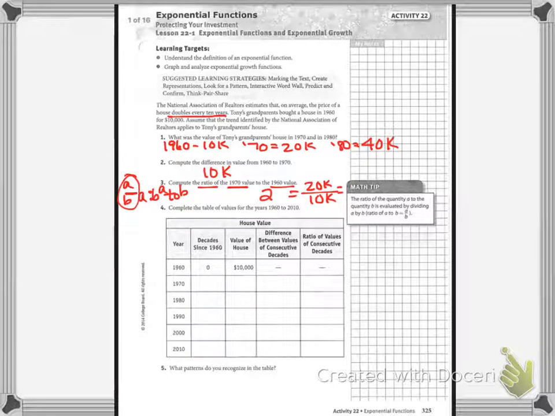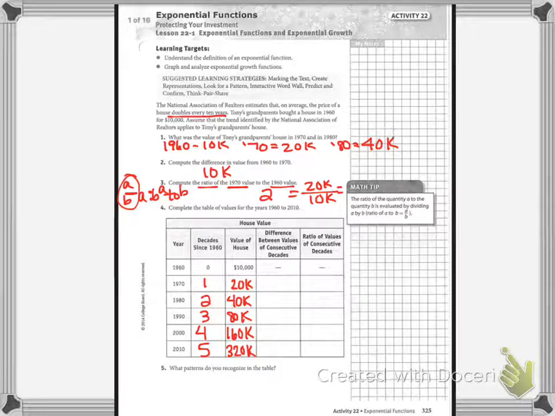So when we complete the table here from 1960 to 2010, we're going to see a pattern emerging. So here we go. Decades since 1960. 1970 would be 1, and then 2, 3, 4, and 5. The value of the house, and remember, it's going to double every 10 years. So this is 20,000, 40,000, 80,000, 160,000, and 320,000.